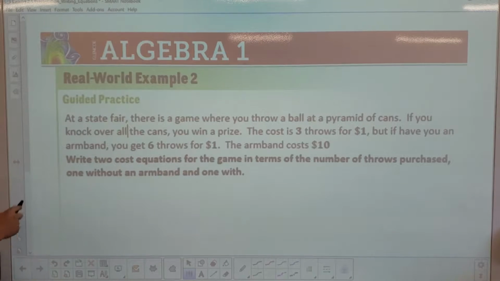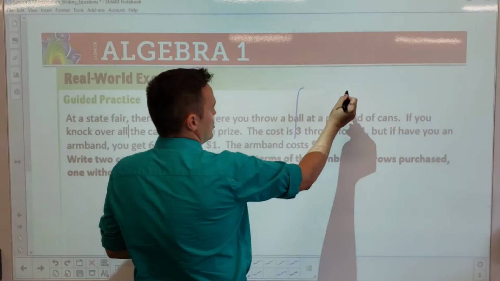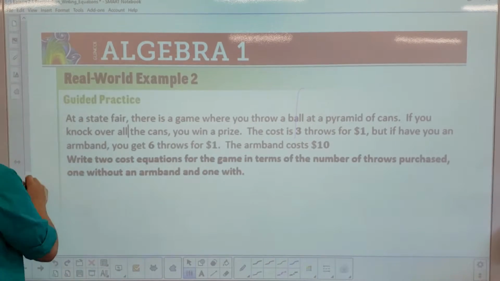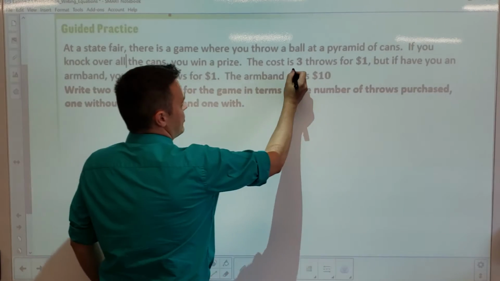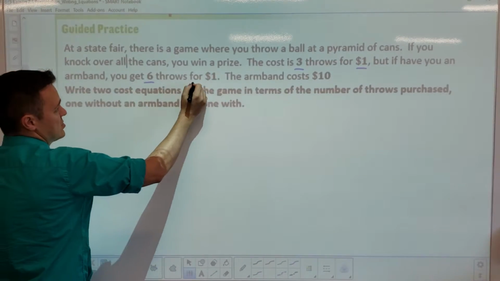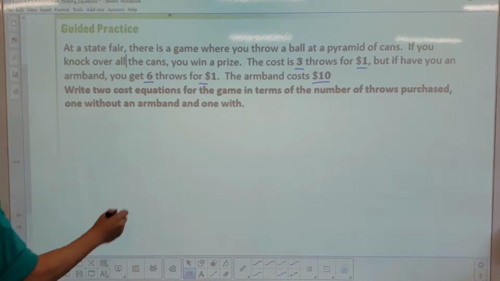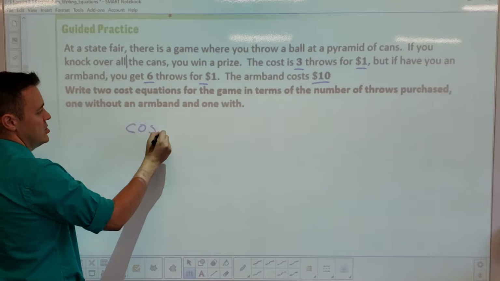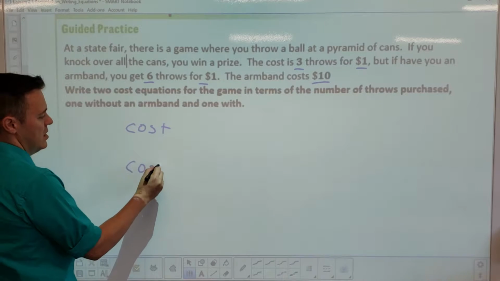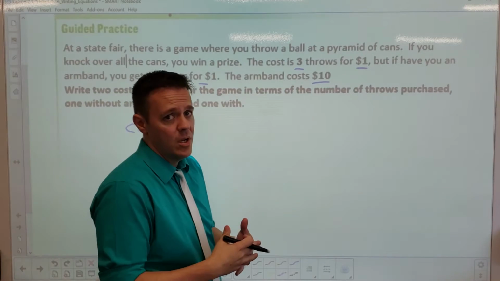All right, same here, state fair. I showed this in class, talks about 3 throws for $1, okay? You have 3 throws for $1. But if you get an armband, you get 6 throws for $1, and that band is 10 bucks. So you have to find a cost equation. 2 of them, as a matter of fact. All right, and in these equations, ladies and gentlemen, you have to ask yourself, okay, what are we looking for?